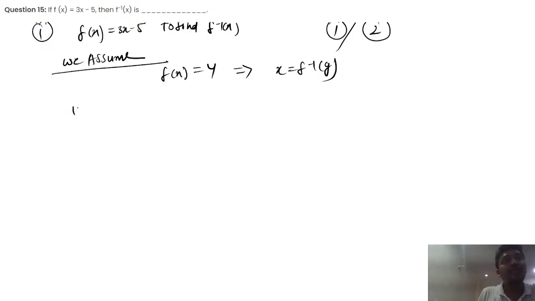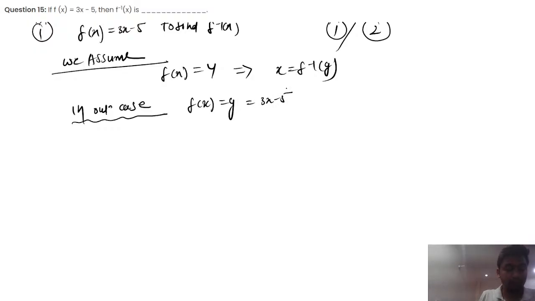In our case, this is the simplest question of the class. Here f(x) equal to y is 3x minus 5. See, in this type of question, whenever they ask to find the inverse, we always try to convert x completely in terms of y, whether it be a normal equation, polynomial, or trigonometric equation. All questions have the same approach and the same procedure of solving.